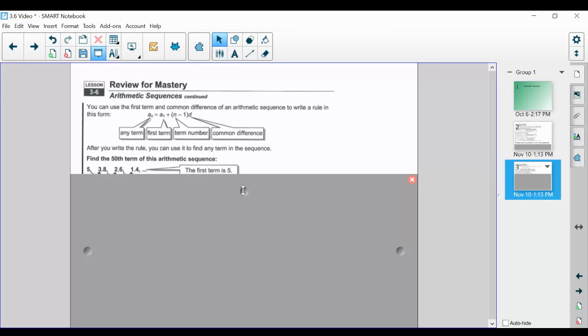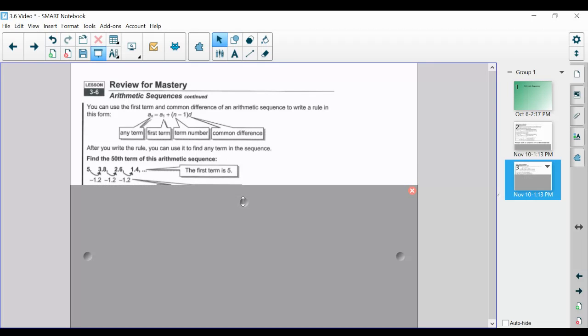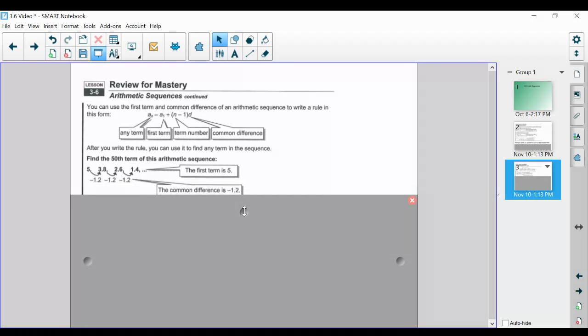The first thing that I notice is that the first term is going to be 5, and I'm getting smaller each time, which means we're going to be subtracting. Well, we're subtracting by 1.2. So that means the common difference is going to be negative 1.2. Again, when we're getting bigger, we're adding, it's a positive difference. When we're getting smaller, we're subtracting, so it's a negative difference. So D would be replaced with negative 1.2.